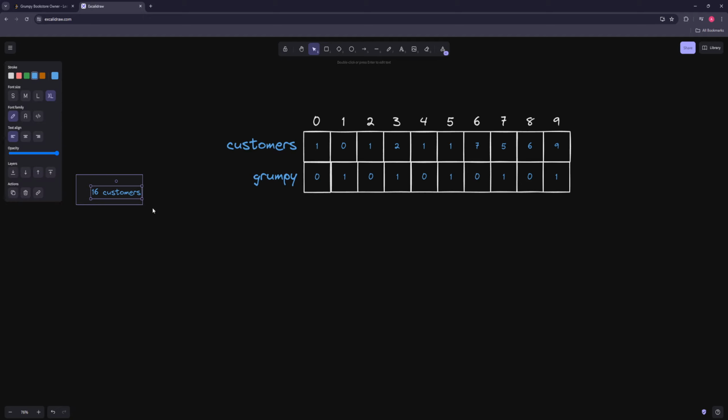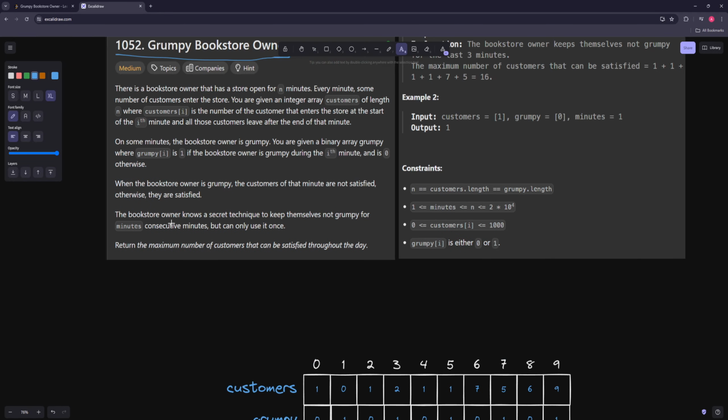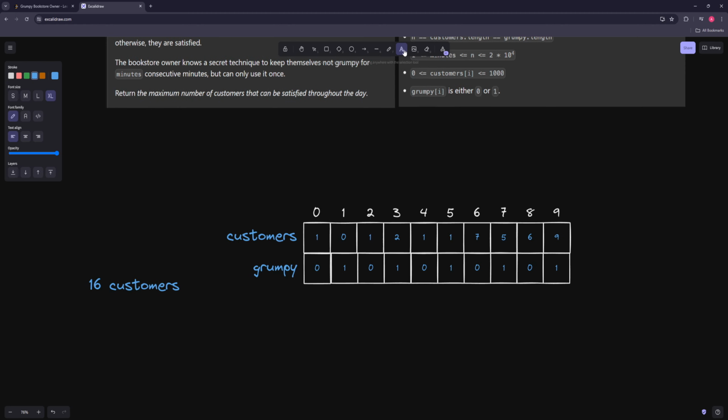This is what happens if there is no technique. But let's say you have a technique where for 3 minutes, or for m minutes, the owner will not be grumpy. Essentially, you can pick some interval in here that's m minutes long. Let's say we have a 3-minute technique, and we can pick any 3 consecutive minutes, and for those 3 minutes the owner won't be grumpy. Let's say we pick this section. Previously we didn't count these people because the owner was grumpy, but now they're not. If you pick this section, then we'll have 14 more people who are happy. So you'll get 30 total.